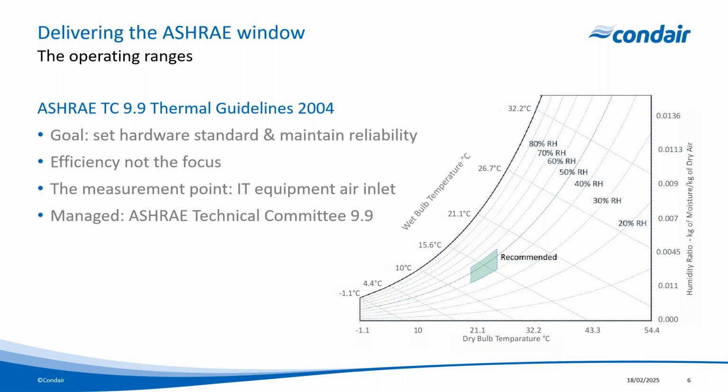So in 2004, the first guidelines were released with the goal of really setting a standard and aligning ITE manufacturers to maintain equipment reliability. Power and efficiency were not a focus at this time. And you can see here that the initial recommended range is shown on the psych chart, and it's actually quite small, 20 to 25 degrees C with a relative humidity of 40 to 55% RH. And since its inception in 2004, these guidelines have evolved, and we'll cover those briefly here.